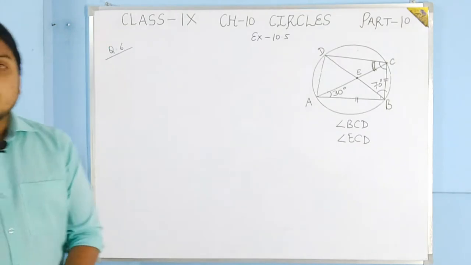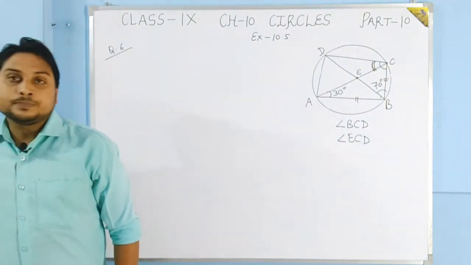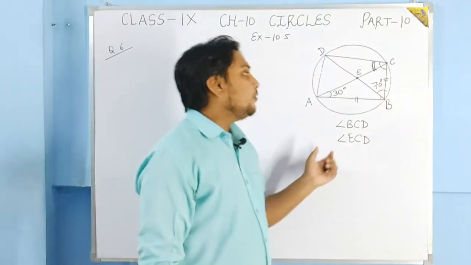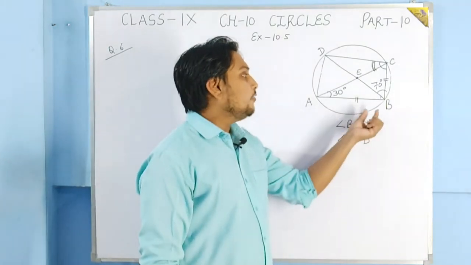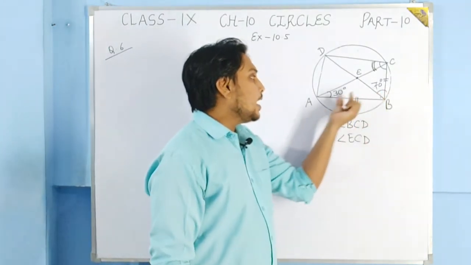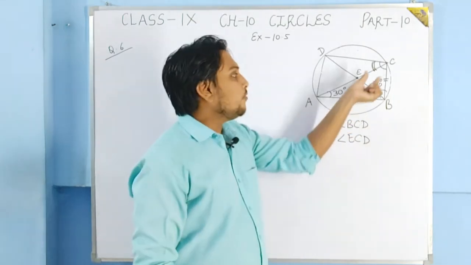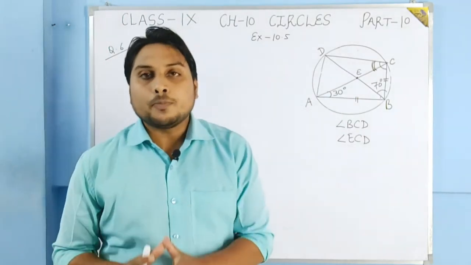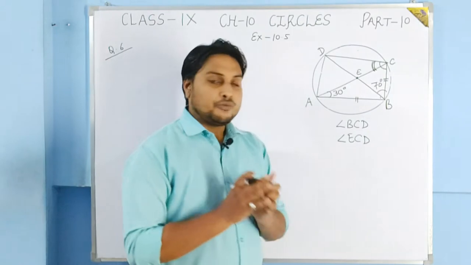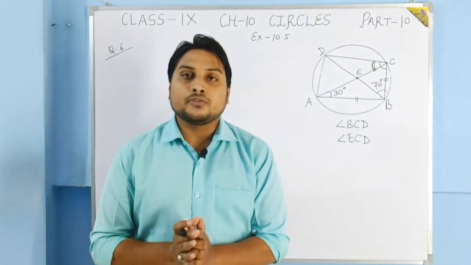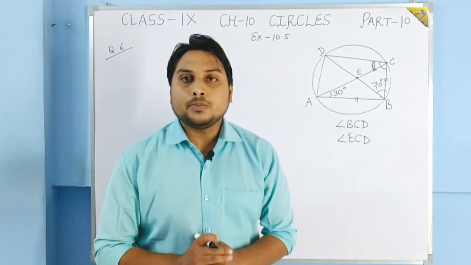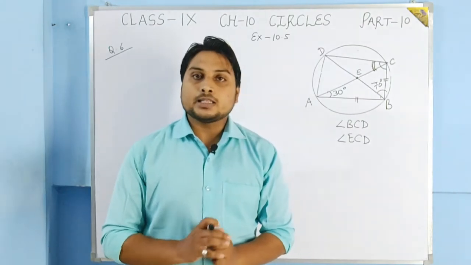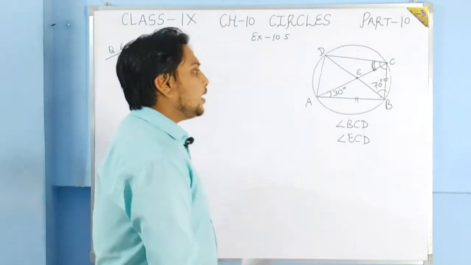So students, how will we solve this question? We have to find this whole angle. What do we have? We have that this angle is 70 degrees and this angle is 30 degrees. Firstly we have to find this whole angle. So how can we find it? What property of a cyclic quadrilateral do we know? We know that in a cyclic quadrilateral, opposite angles are supplementary to each other, meaning the sum of opposite angles is 180 degrees. So we will use this.